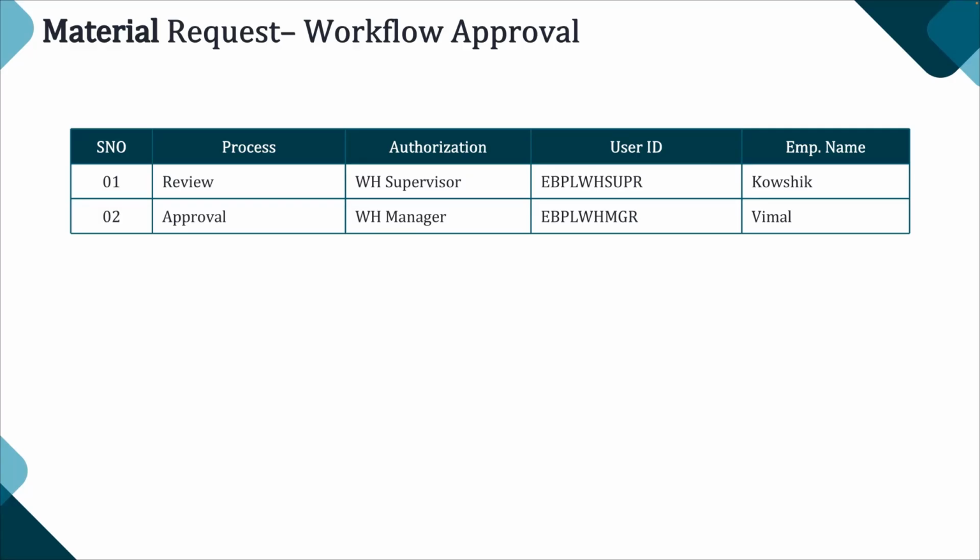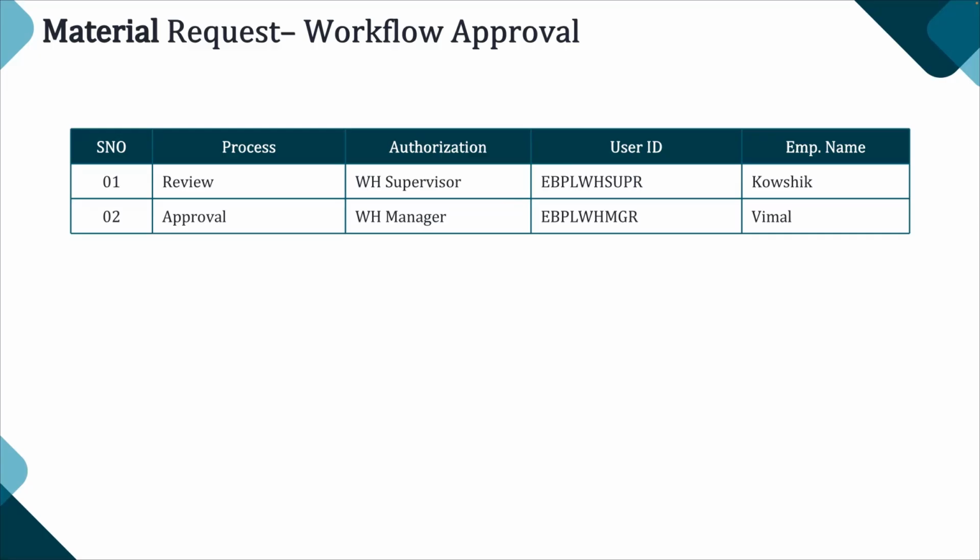This slide consists of your workflow approval, and it holds two processes: one is reviewing the document, another is approving the document. Here our reviewer will be Kaushik, who will be working as our supervisor, and after his review he will forward the document to our approver, Vimal, who will be acting as our manager. After his approval, a material request will be created. So this is how the workflow would be.